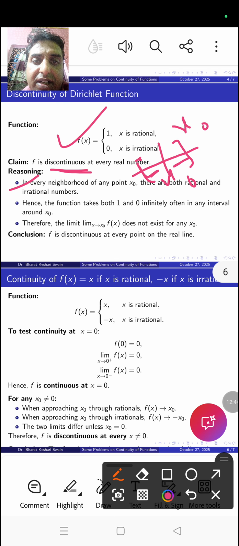Okay. Now the function takes both 1 and 0 infinitely often. When it is rational it will be 1, when it is irrational it will be 0. And if it takes both values, then the limit does not exist, because when it is rational it will be 1, when it is irrational it will be 0. So the limiting value will not exist. If the limit does not exist, then it will be discontinuous.